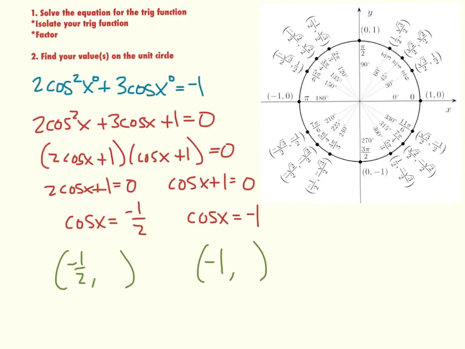Okay, well the negative 1/2, that's going to occur twice. I've got an x-coordinate of negative 1/2 here at 120 degrees and here at 240 degrees. So 120 degrees, 240 degrees. And an x-coordinate of negative 1 only happens once here at 180 degrees.